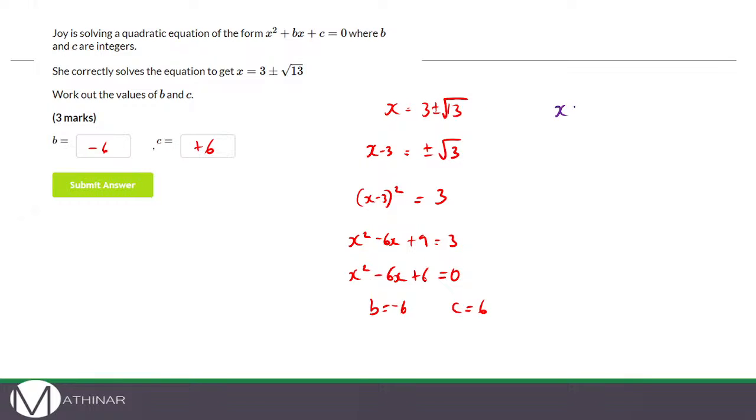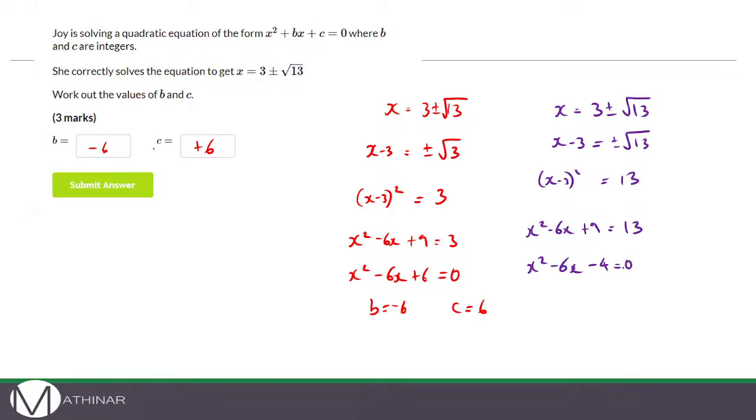So x equals 3 plus or minus root 13. So then we still take away the 3. That gives me plus or minus root 13. We square both sides, which equals 13. We expand, so we actually get the same answer when we expand here. Equals 13, and then we take away the 13. 9 take away 13 is minus 4. So we get a different answer for C. The B value is the same, but your C value is minus 4. So thank you for that, Vanessa.